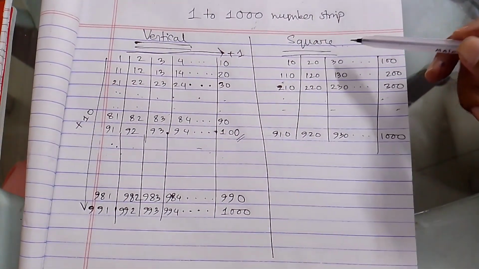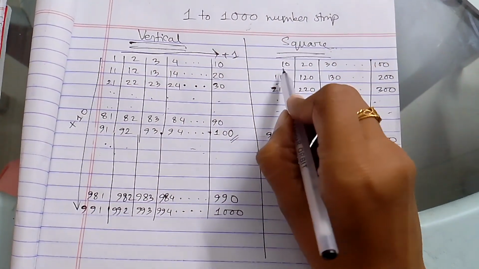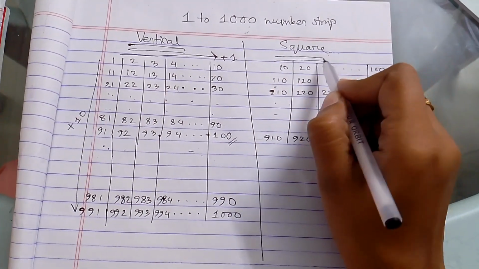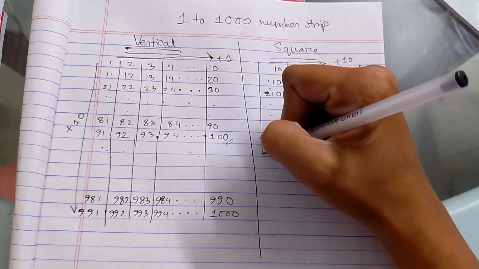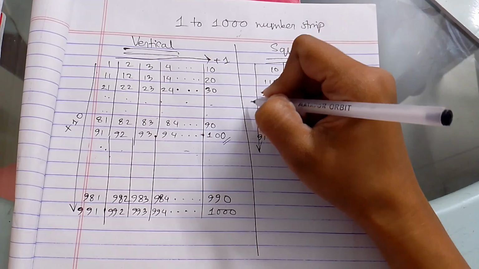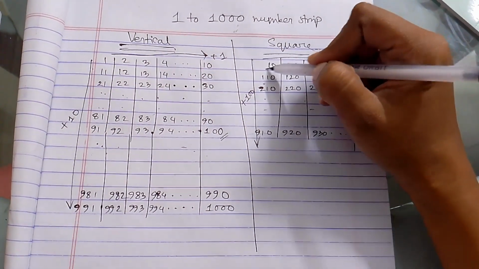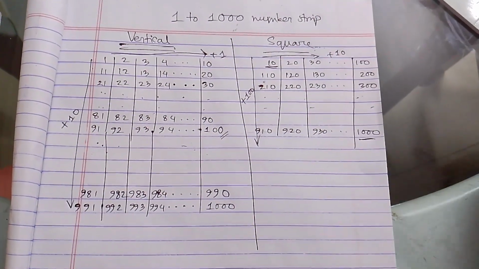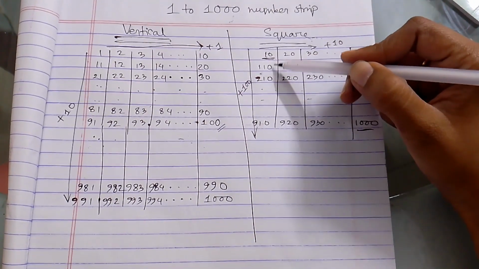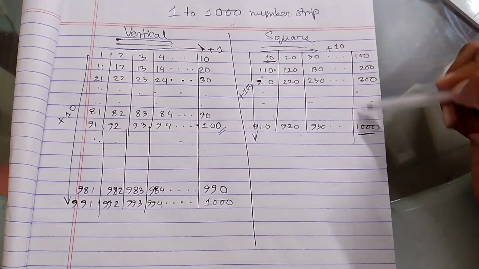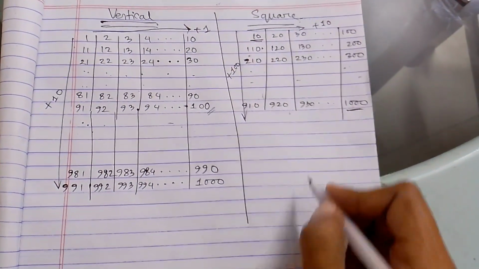And there is another model, that is the square model. When you go from left to right in the square model, you just add +10, and when we go from top to bottom, we add +100. The square model starts with 10 and ends with 1000. We can see that in the square model every number ends with a 0. This is a hack to identify it in the exam hall.